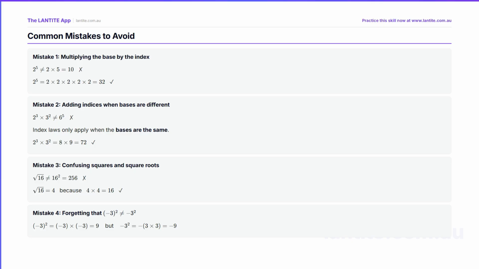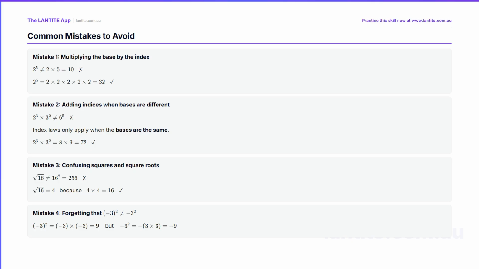Second, you cannot add indices when the bases are different. 2 cubed times 3 squared does not equal 6 to the 5. The index laws only work when the bases are the same. You need to calculate each power separately. 8 times 9 is 72.